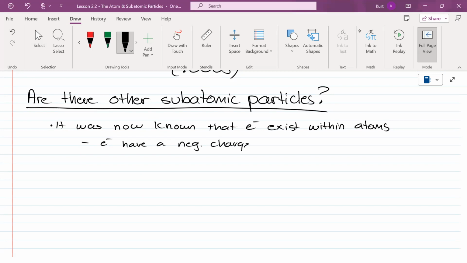I touch my podium. I don't get shocked. I touch my hand. I don't get shocked. You touch your table. You touch your pencil. You're not being shocked. Something is offsetting the charge of the electrons. And what could offset electrons which have a negative charge? Something with a positive charge.